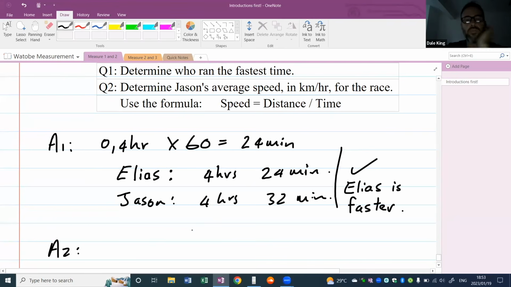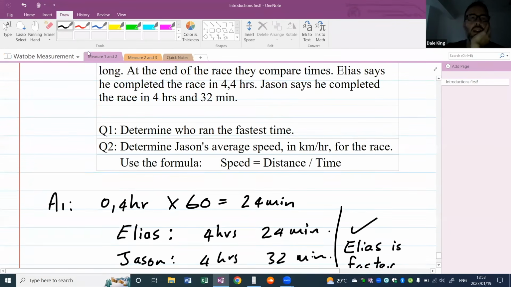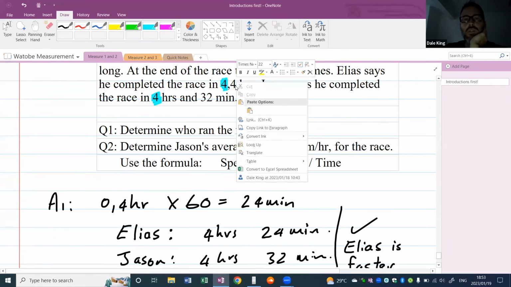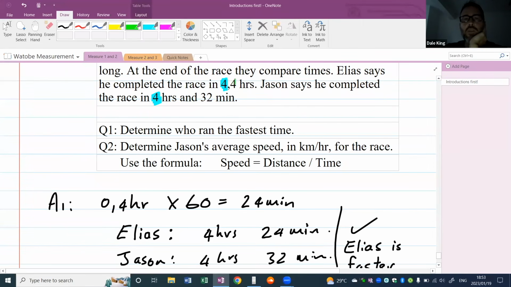A2, I'm sure there are answers there for A2. Question: where did we get the 0,4? Good question, thank you. What I did was I looked at the two numbers and I saw they both ran 4 hours. The only difference is the second part. Elias had 0,4 of an hour and Jason had 32 minutes. So I only looked at the 0,4 of Elias's time, and I wanted to know how many minutes that is, and it worked out to be 24 minutes.